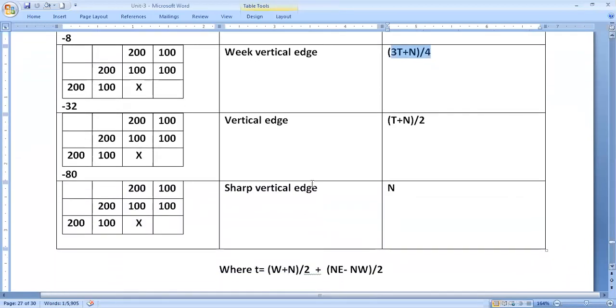If dv minus dh lies between minus 32 and minus 80, then x will be encoded as t plus n by 2. And if the value of dv minus dh is minus 80 or more negative, then x will be calculated with the help of the n value. So this one is the same thing which we have studied in the pseudocode. Now I think it is clear to all of you what the algorithm or the pseudocode says.